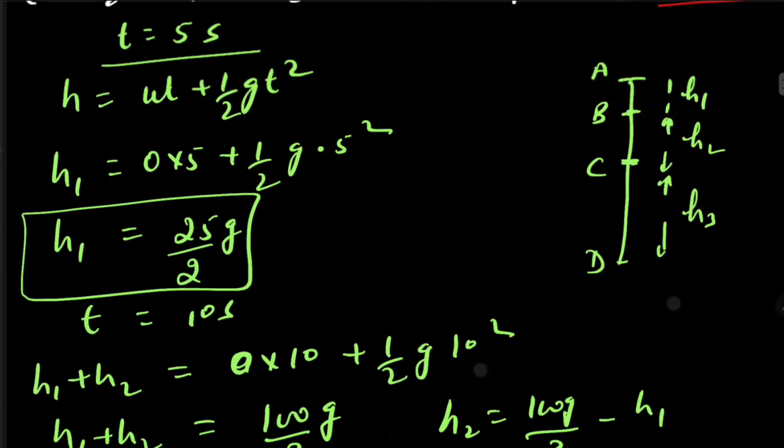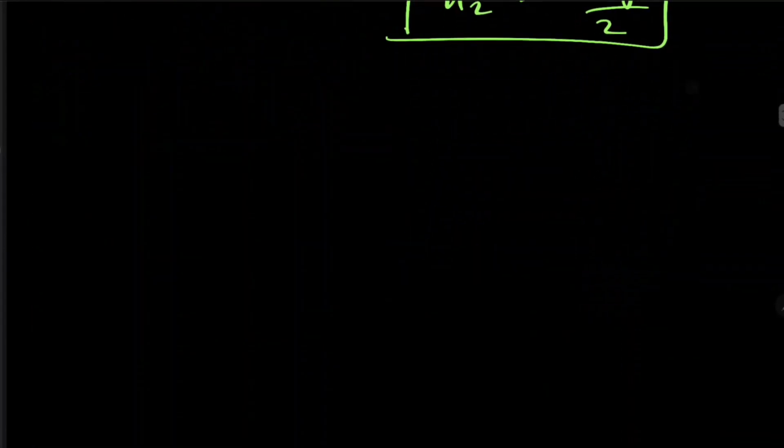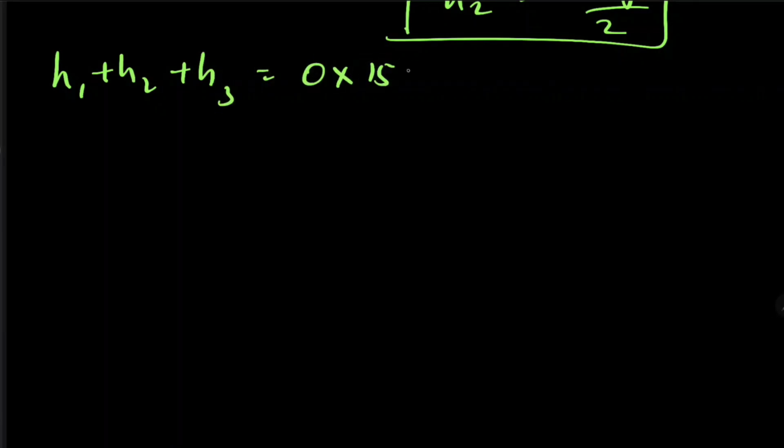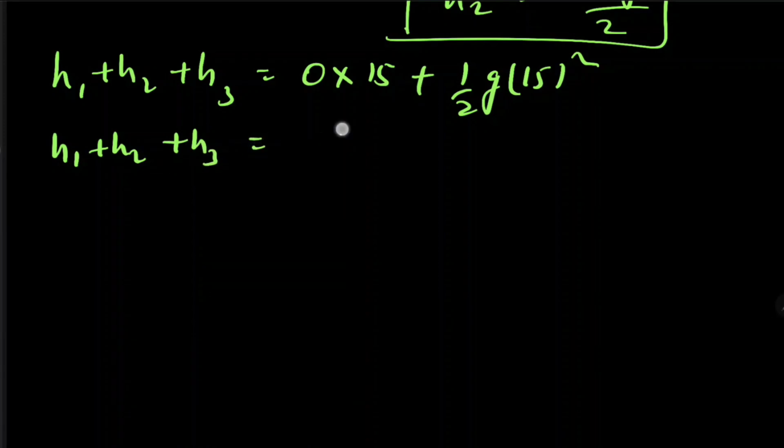Now the body takes 5 plus 5 plus 5, 15 seconds to reach point D, and the total height attained by the body is h1 plus h2 plus h3. The time taken by the body is 15 seconds. So it will be half g 15 square. So h1 plus h2 plus h3 will come out to be 225 g by 2.